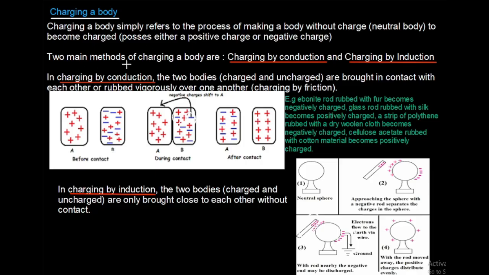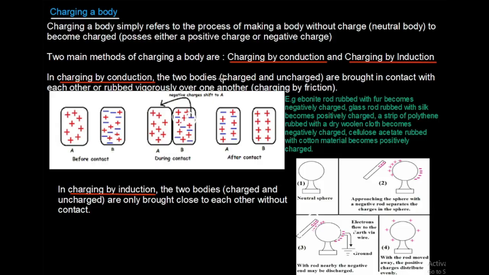Now, two main methods of charging a body are charging by conduction and charging by induction. These are the two main methods of charging a body. In charging by conduction, the two bodies, the charged and uncharged, are brought in contact with each other or rubbed vigorously over one another. This sometimes is called charging by friction.